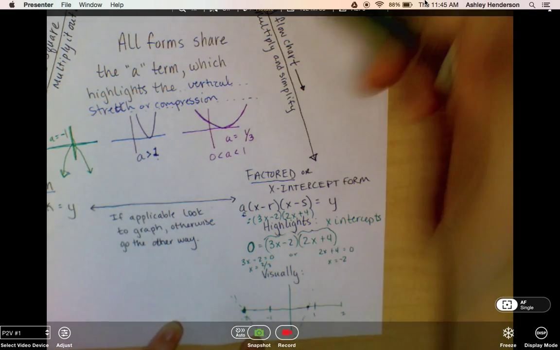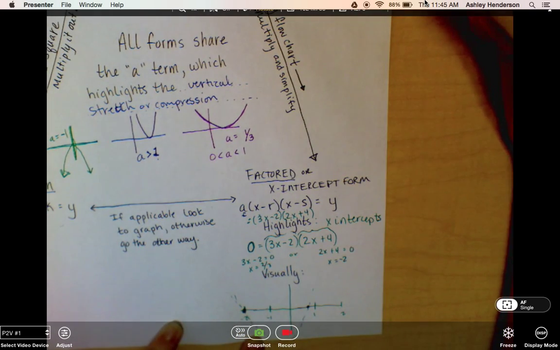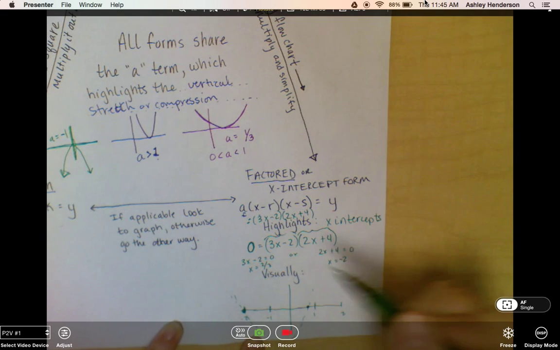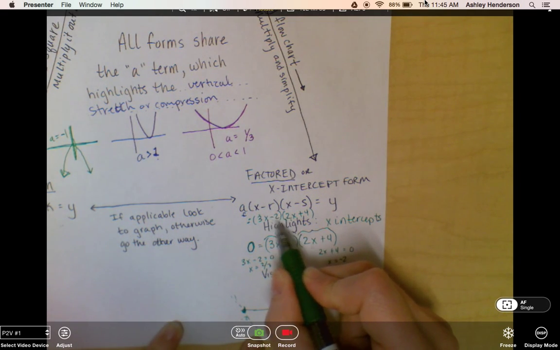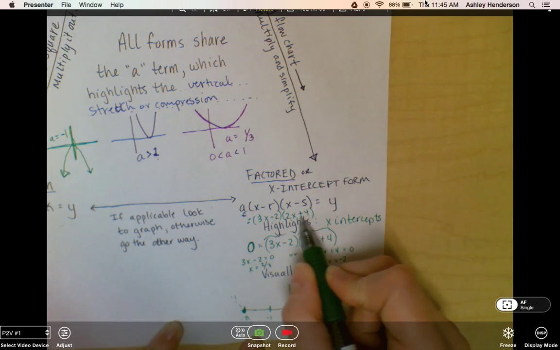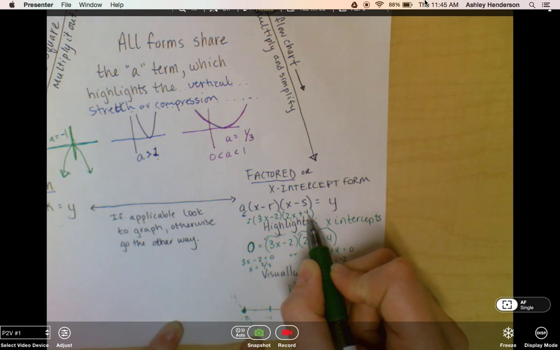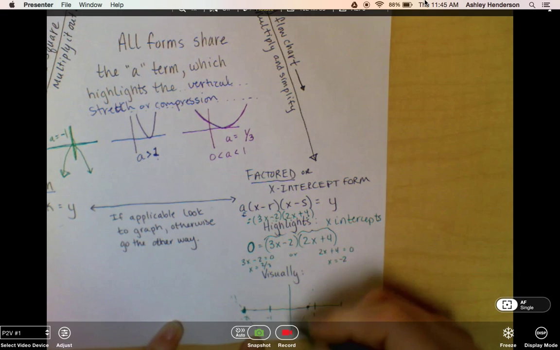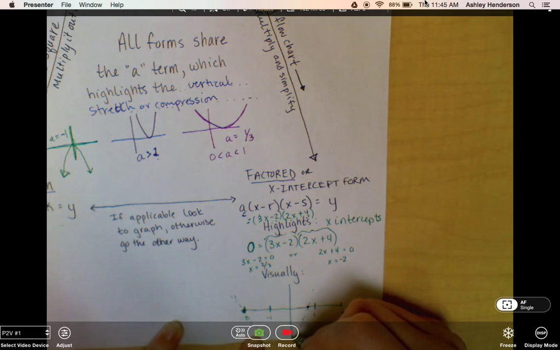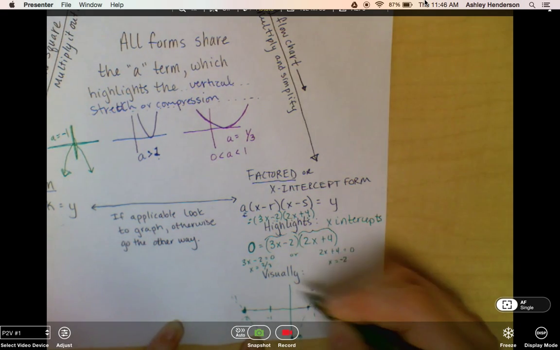If you wanted to check what your y-intercept would be, you can always take the last term here multiplied by the last term here, and you would get your y-intercept. So -2 times +4 is going to give you -8. So this term down here would have to be -8 if you wanted to highlight that.